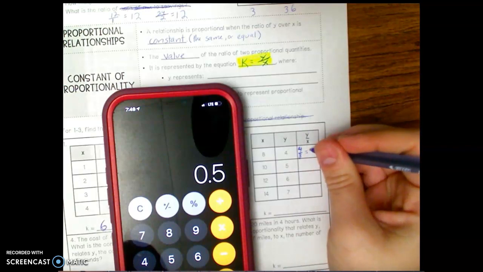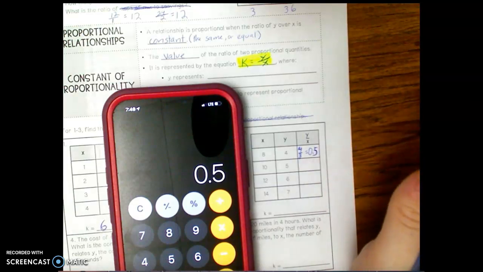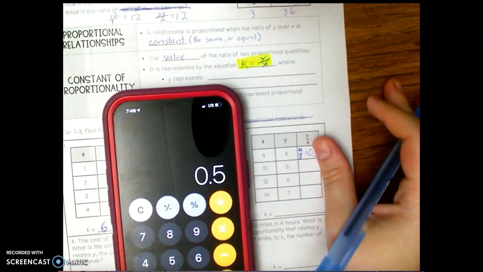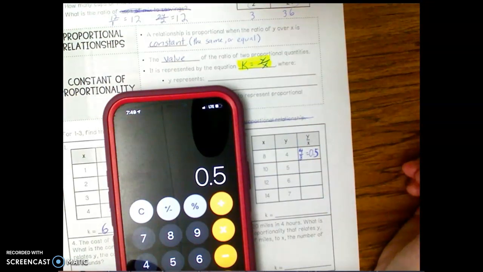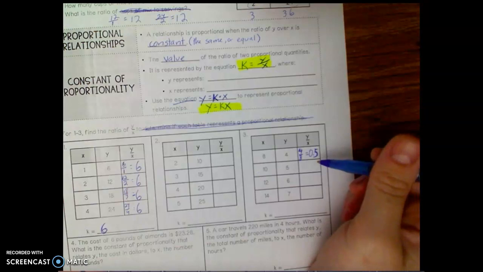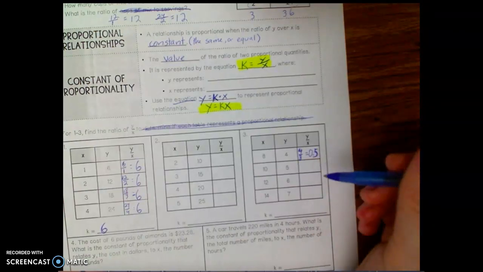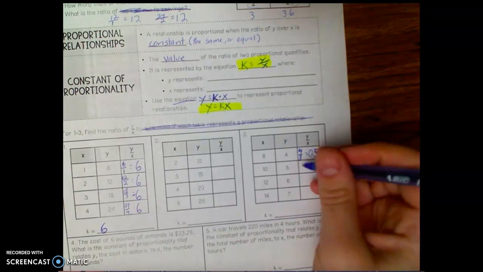Some of you will be very tempted to switch the order around so that the 8 goes on top. Don't do this. Okay? The constant has a special order so that when we get to graphing relationships later, everything will work out on the graph. Let's finish this table and see if all of them are the same.